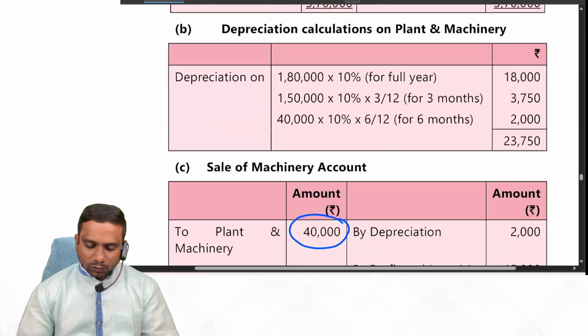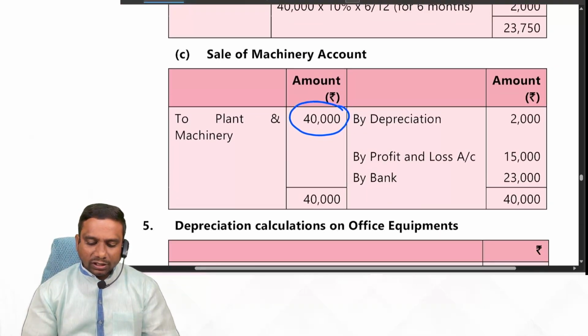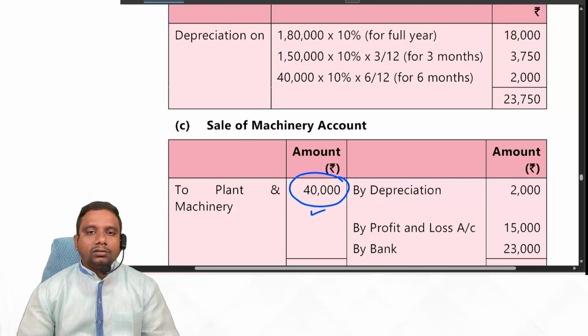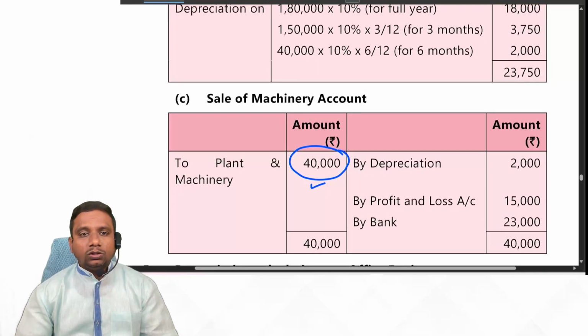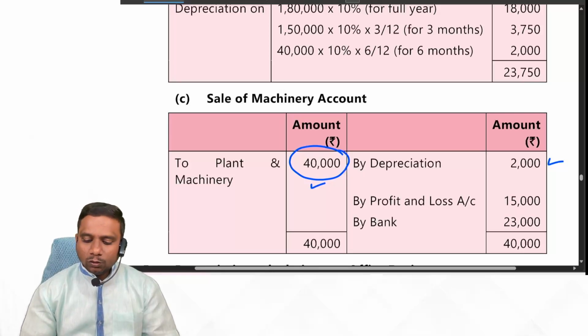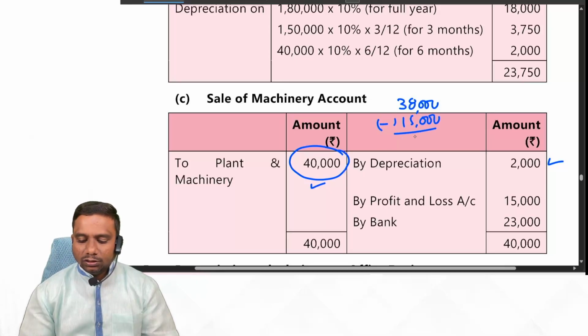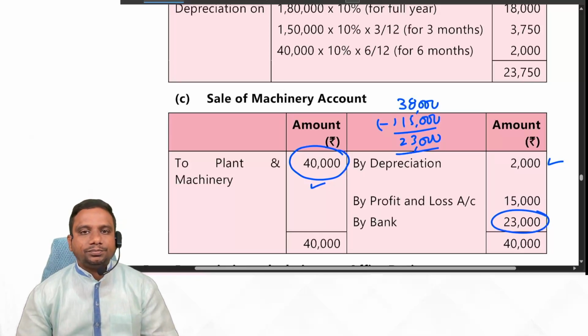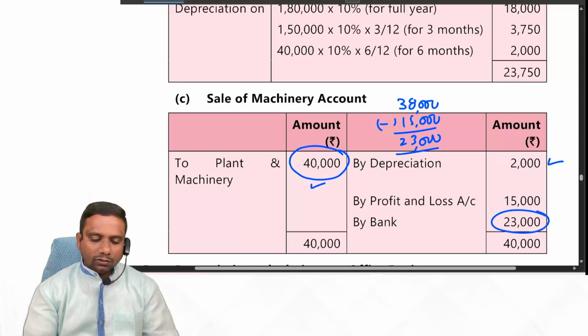Okay. Next one, look at sale of machinery. They transferred 40,000, and on 40,000 rupees we should calculate depreciation for 6 months. The depreciation is nothing but 2,000 rupees. And what is the book value now? 38,000. Minus, we sold at a loss of 15,000. So how much amount did we receive? 23,000. Be clear, this is the sale of machinery account.